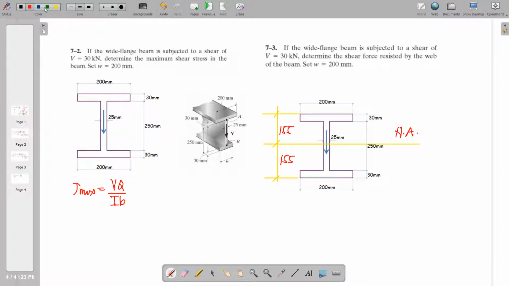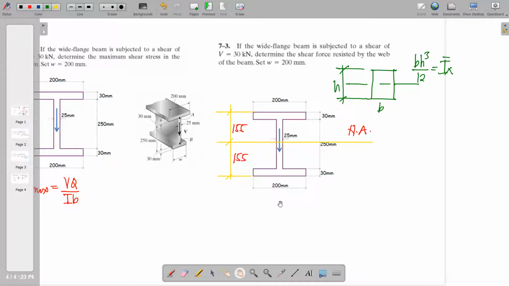This time, I'll just utilize the formula of the rectangular I if this is the centroid. See, this is b and this is the height. So it is simply bh cubed all over 12. This is actually I bar x, or the centroidal moment of inertia for a rectangular shape.